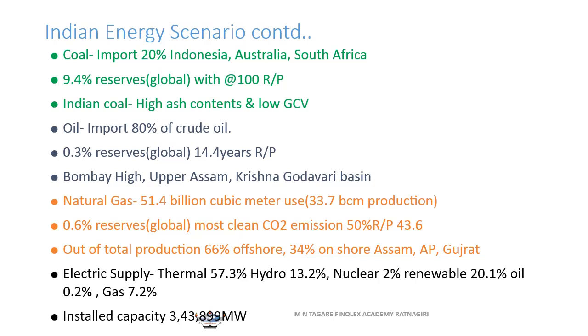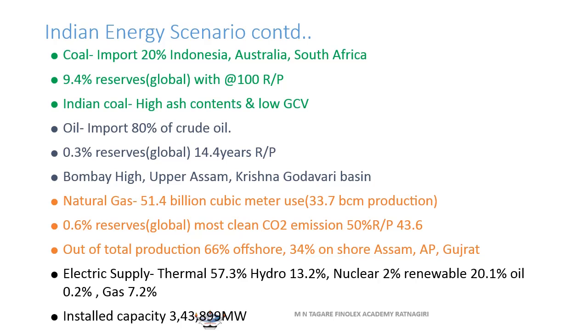Now we'll see natural gas. We use almost 51.4 billion cubic meters of natural gas annually, but out of that just 33.7 billion cubic meters is our production. So you will find the difference between 33 and 51. It is all imported. So again we are depending upon foreign countries for this energy.